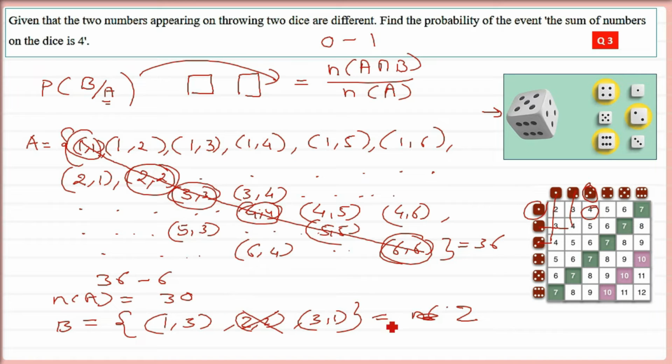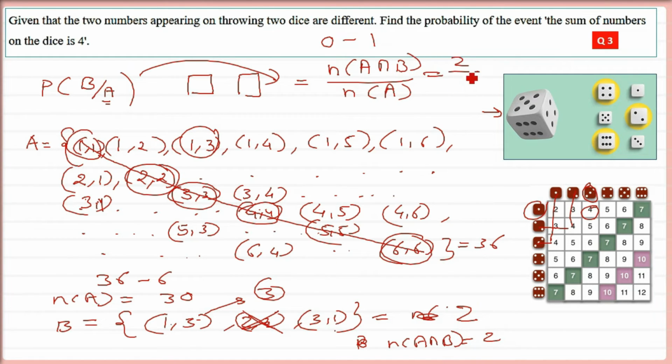So now we have the number of elements in B. But we need to find out A intersection B. What are the common elements of A and B? We have 1,3 and 3,1. So I'm writing 3,1 also, which I just skipped. So N(A intersection B), because probability is all about the number of elements in that set. Only 1,3 and 3,1 are common in A and B. So there are 2 values. N(A intersection B) is 2, and N(A) is what? Number of elements in A, as I suggested to you, is 30, not 36. It will be 1 by 15.